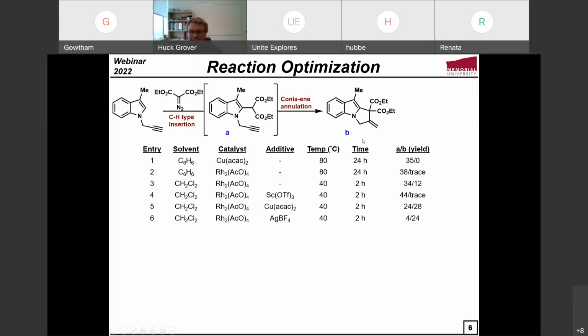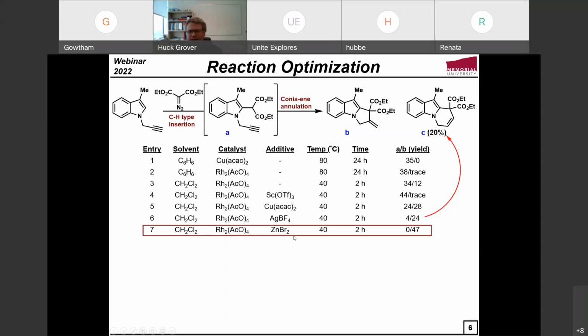Silver, interestingly, consumed most of the insertion product, leading to the cyclized product, but also gave some of this six-member ring containing product in about a 20% yield. And finally, the use of zinc gave us what at the time was our best yield of 47%. Now, one of the things I'll mark here is that our limiting reagent, our diazo reagent, is completely consumed in all of these reactions, but our yields are not very high.